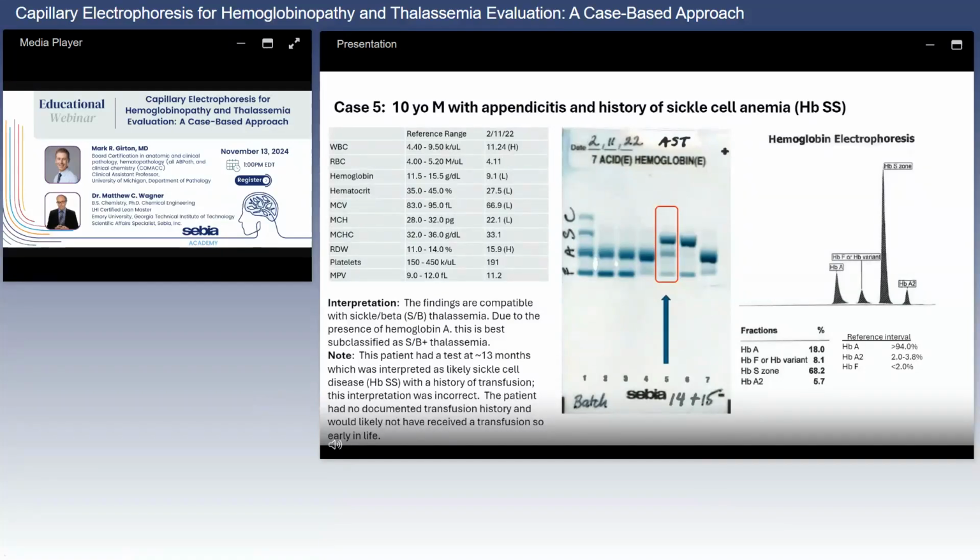And I guess I should note that the acid gel here does confirm the pattern that we see on the hemoglobin electrophoregram with S, A, and F. And again, we won't see a distinct A2 peak on acid gel.